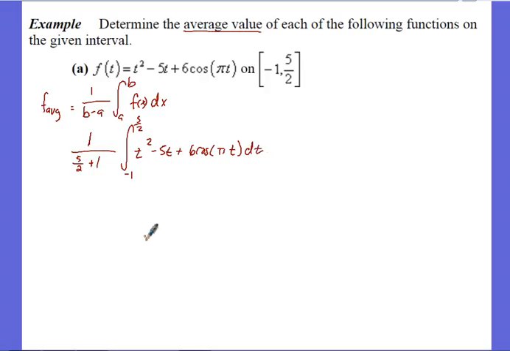Alright, so let's simplify this right here. This says 1 over 5 over 2 plus 1. 5 over 2 plus 1 is really what? 7 over 2. So this is 1 over 7 over 2. And of course I don't want that either. So how do you simplify that? You take the reciprocal of the bottom, right? So this is technically 1 over 1 over 7 over 2. It becomes what? 2/7. And then let's integrate.